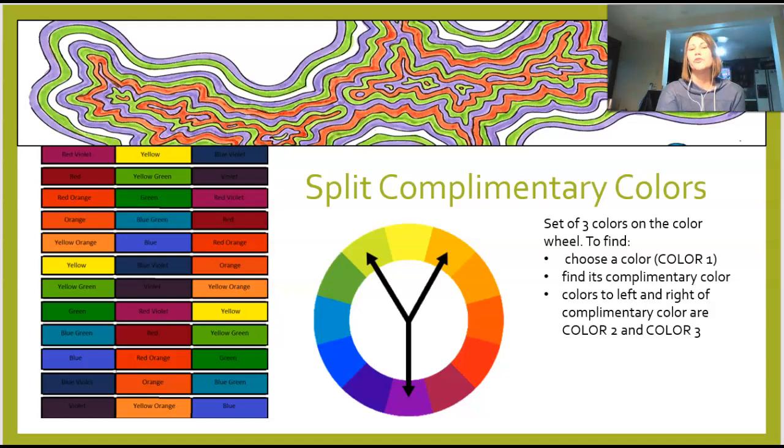Let's do, for my example for you, blue. So blue is our starting point. I know blue's complement is orange, but blue's split complement, remember we're looking at the color just to the left and just to the right of that color, would be yellow-orange and red-orange. So it makes a Y shape on the color wheel.